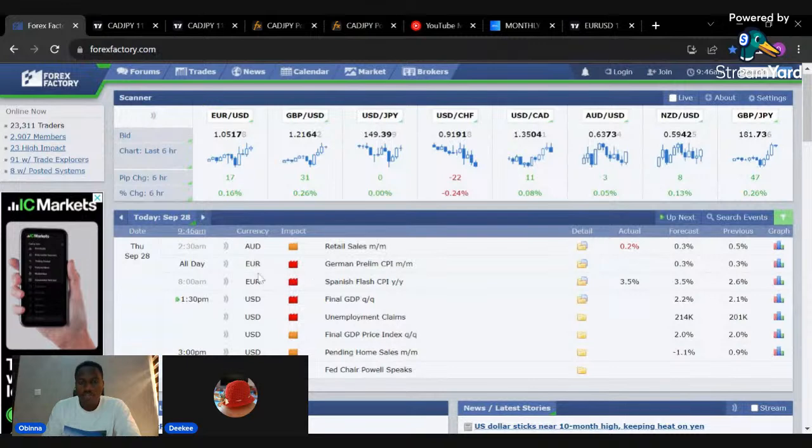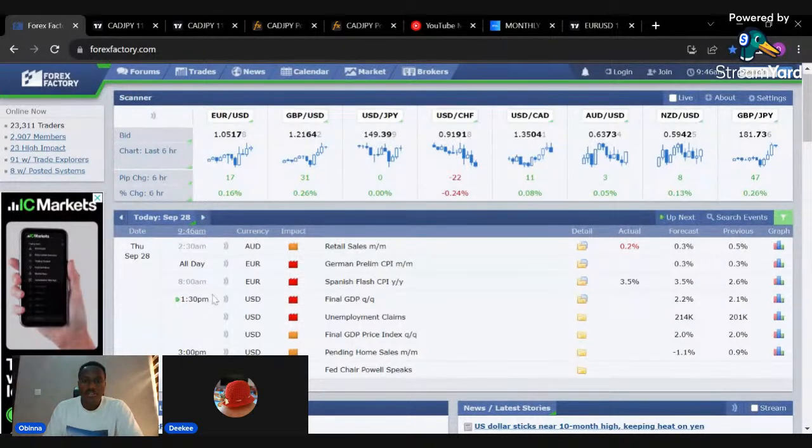And you have Euro, German prelim CPI. So that's their inflation rates. It will help to see if prices of goods are going up. Then you have Spanish flash CPI. That is for Spain, their inflation rate as well. It usually has a significant impact on all the markets, whether it's euro pairs, CAD pairs, JPY pairs, or dollar pairs. But on a higher time frame, like the 4 hours, the 1 day, the weekly or monthly, this news doesn't really affect the market that much.